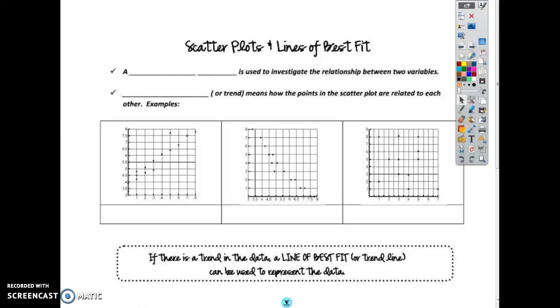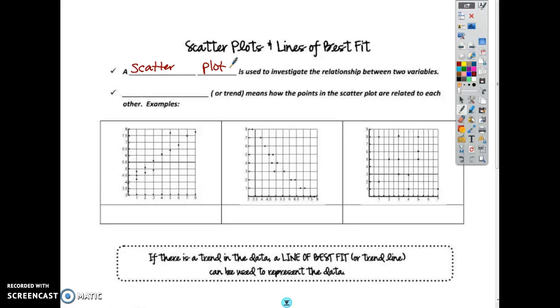Okay, so today we're going to talk about scatter plots. And scatter plots are just what you see here. It's just a bunch of points that are scattered. Okay? So we're going to fill in the blanks here. It says a scatter plot is used to investigate the relationship between two variables.